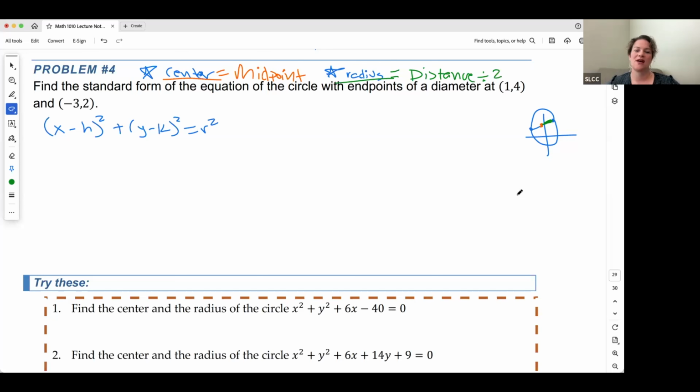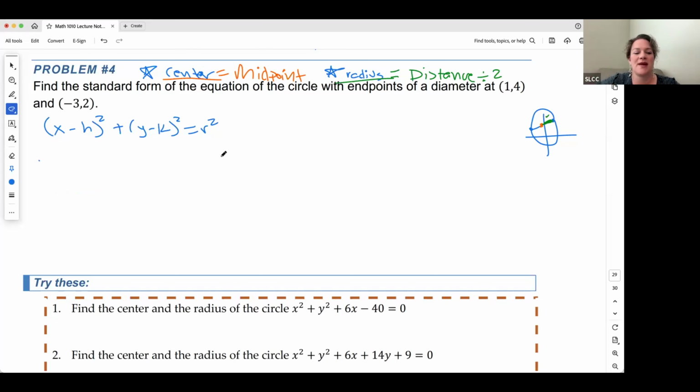because that piece would be the radius. So when you see a problem like this that gives you 2 endpoints of a diameter, you know you need the midpoint formula to find the center. Then you need the distance formula to find the length of the diameter. Don't forget, divide that by 2 to find the radius. Let's do it.